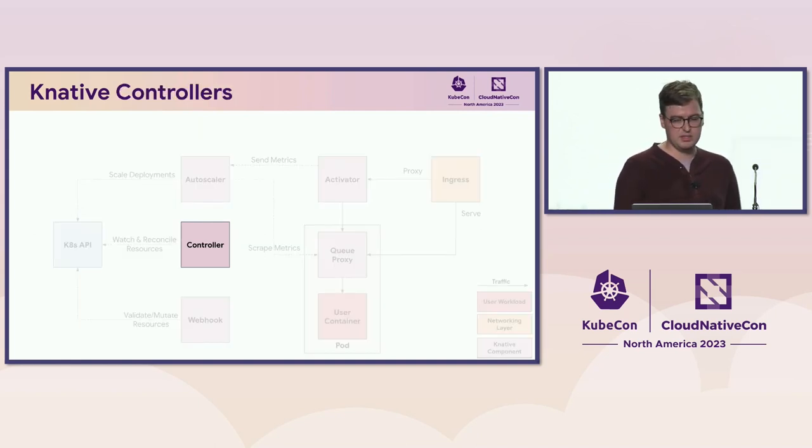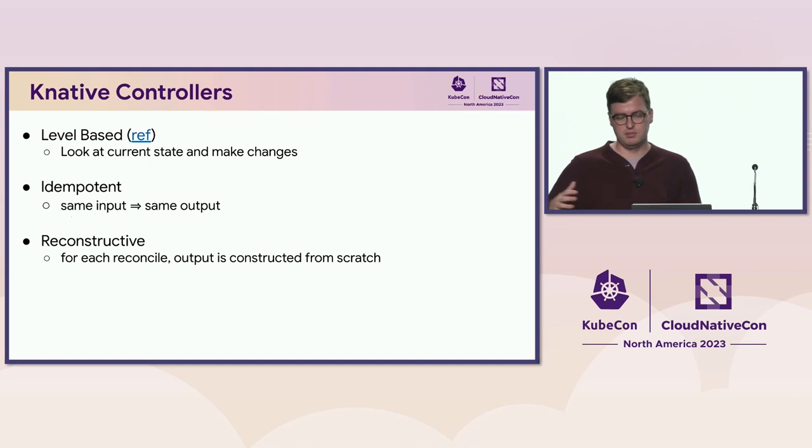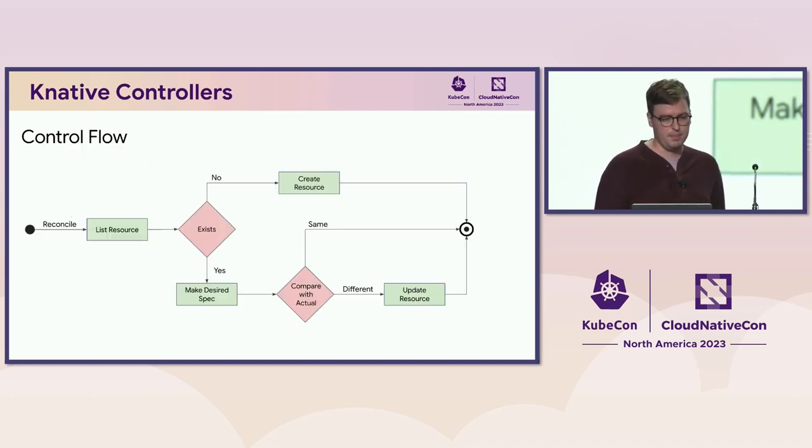I'm going to dig into the controller a bit. Our controllers follow practices that I think are considered best practices for Kubernetes controllers. Level-based: you don't react to edges. You should be able to do resyncs of your resources and take action on that. Idempotent: it should always be same input, same output. And reconstructive: if I need to recreate the resource from scratch, I should be able to get the same result. This is where it gets interesting.